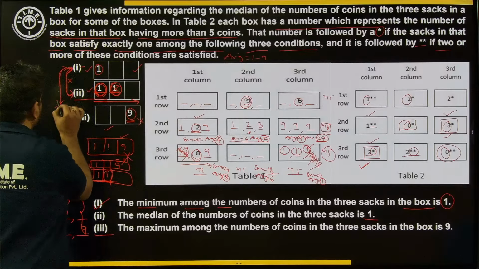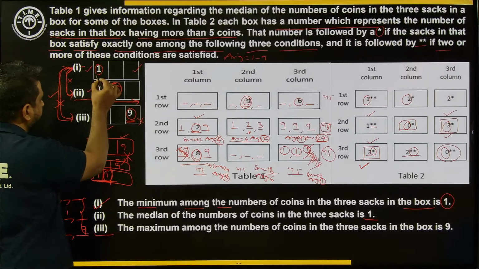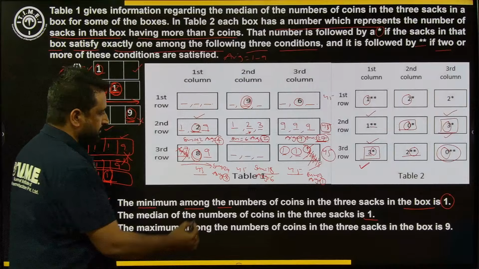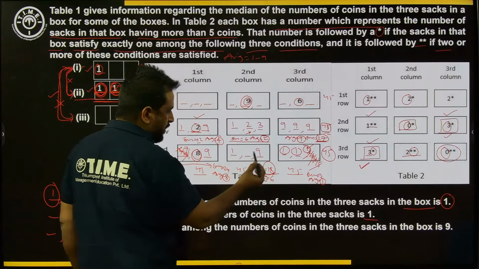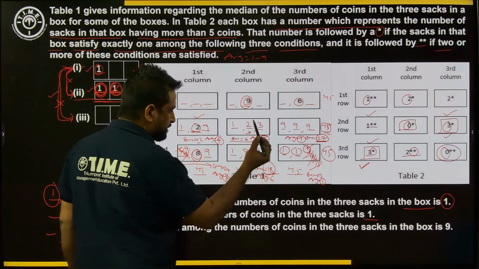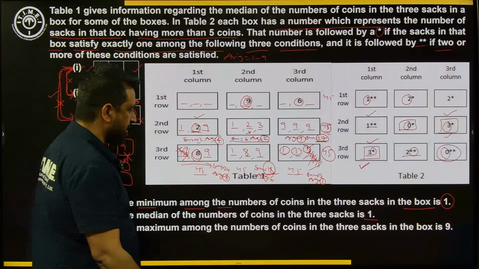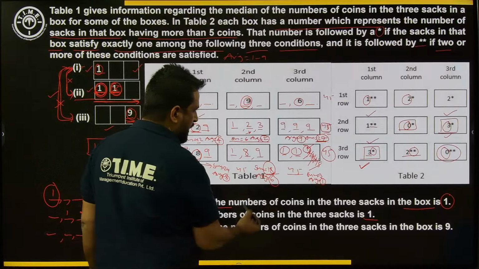So it has to be 1 and 3 possibility only. If it is 1 and 3, the minimum is 1, the maximum is 9. But the sum should add up to 18. 1 plus 9 is 10, remaining is 8. Perfectly matching, 1, 8, 9. And the average is 6.